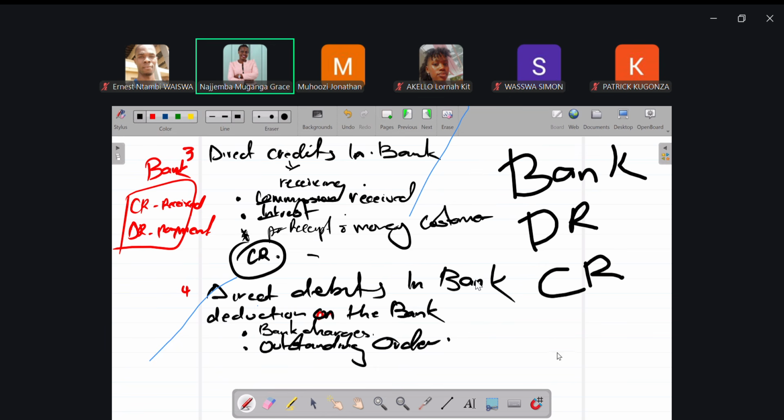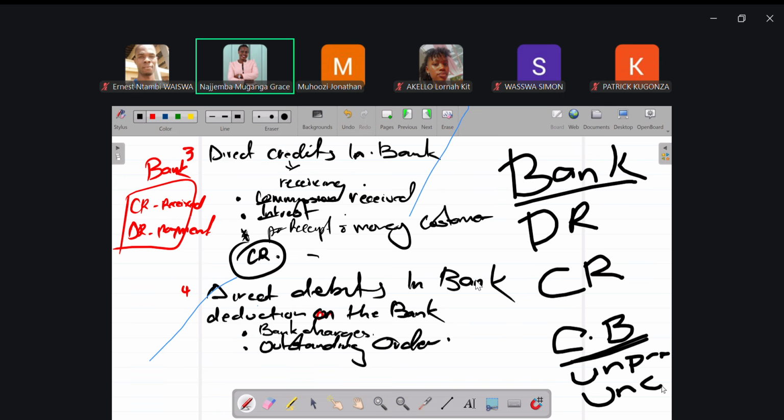Now, when you move to the cash book, get it very well. This is the unticked in the bank. The unticked in the cash book are what we call the unpresented checks and the uncredited checks. Is it clear? Now, how would you distinguish a direct debit and a direct credit on the bank statement? It will be clear, my friend.